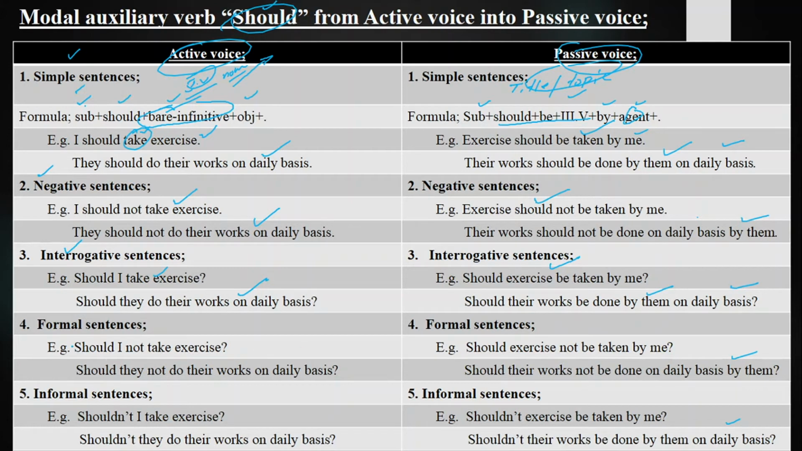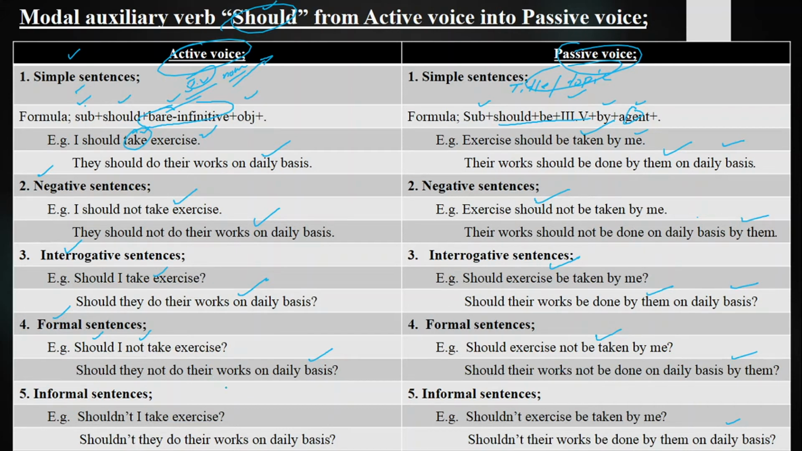Formal sentences, those sentences in which we ask question and deny the statement. We ask them in a polite, formal, respectful way, or we use it with our elders. Should I not take exercise? Should exercise not be taken by me? Should they not do their work on daily basis? Should their works not be done on daily basis by them?